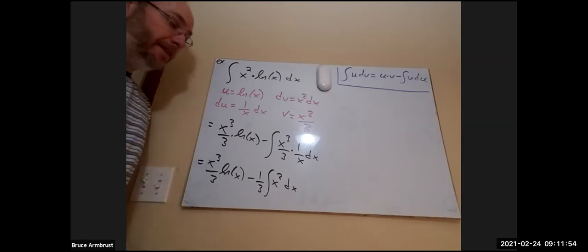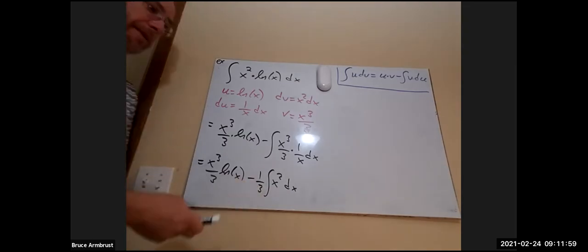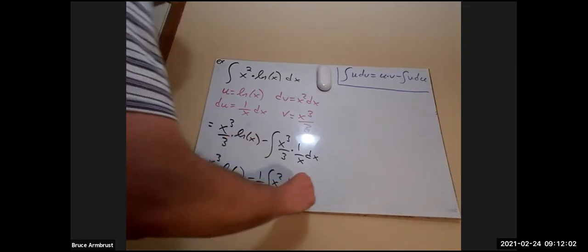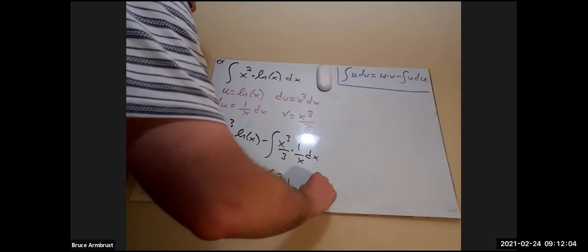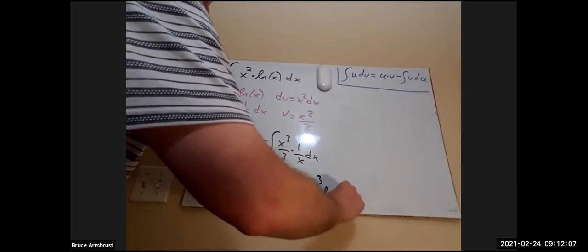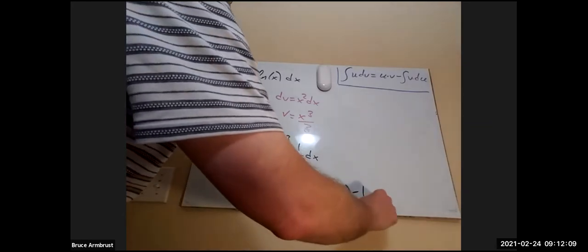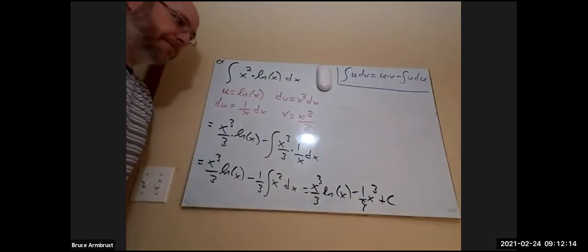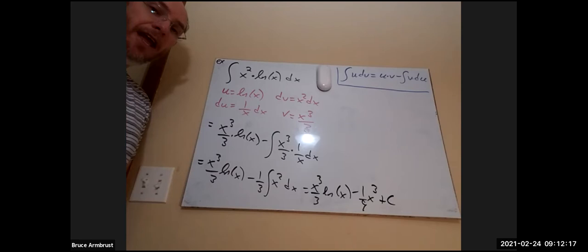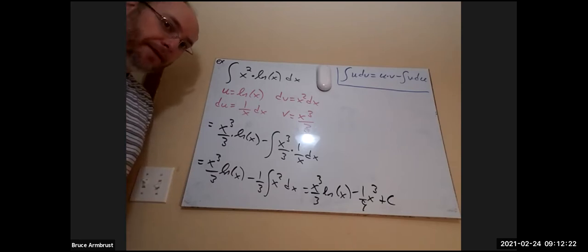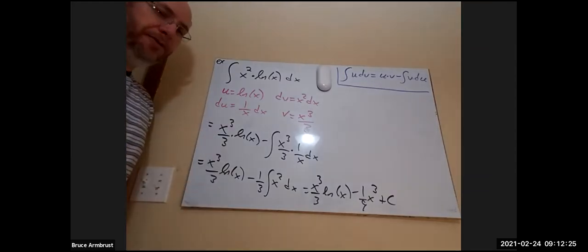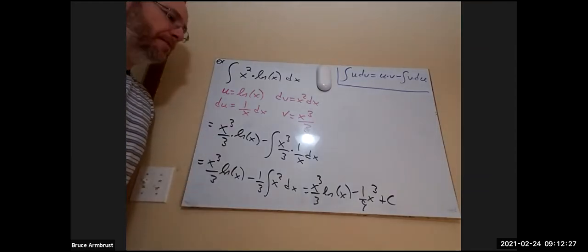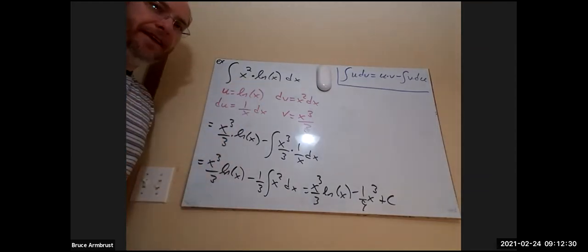I'm happy because I went from a difficult integral to an easy integral. And in fact, I'm going to be able to bust this out right now. So this is going to end up equaling x cubed over 3 natural log of x minus 1/9 x cubed plus c. And there you go. There's the integral of x squared log x. So as promised, good choice for u. We now have the integral of that.